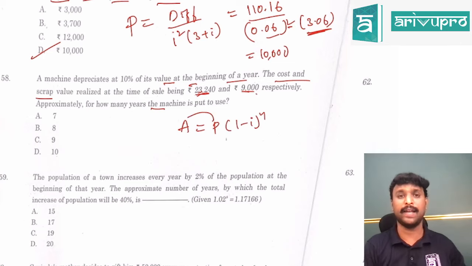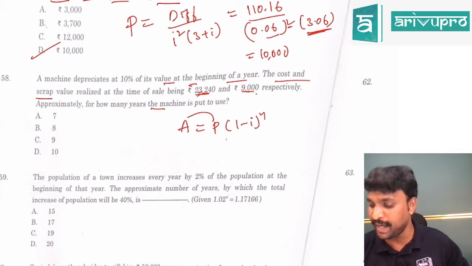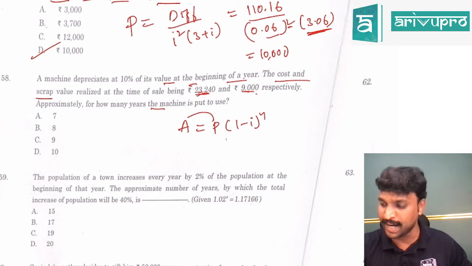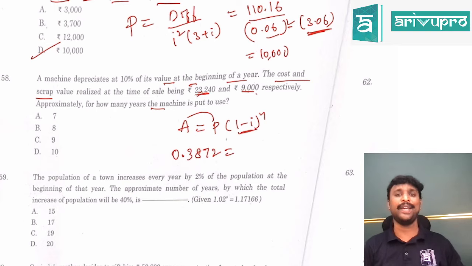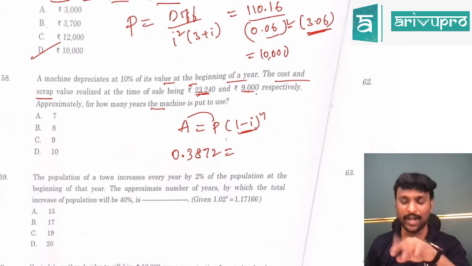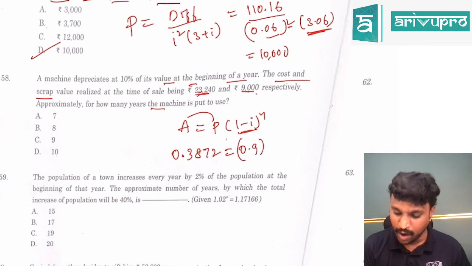Guys, take this P on the left hand side. So it becomes A by P. So what is A? 9,000. The scrap value is A and cost price is 23,240. So 9,000 divided by 23,240 gives you 0.3872. And what is remaining on the right hand side? 1 minus I. Guys, 10% means 0.1. So 1 minus 0.1 is 0.9 whole power n.